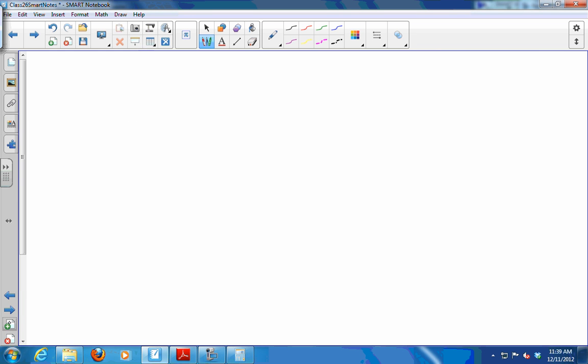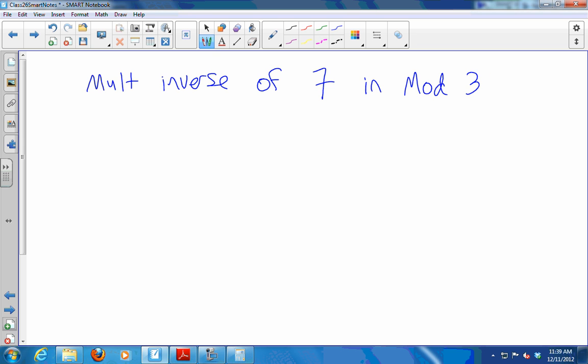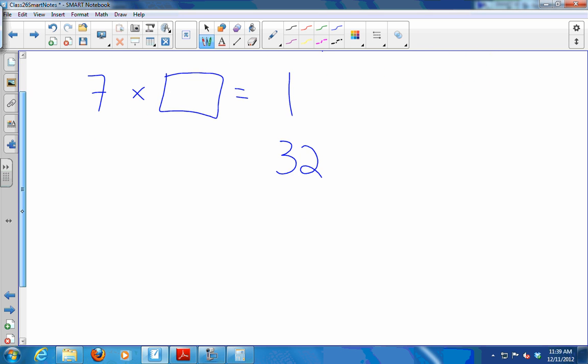So let's say, pick a prime number, let's say 31, mod 31. Let's find the multiplicative inverse of 7 in mod 31 arithmetic. Okay, so I'm looking for 7 times something that will give me 1, right? What number is equivalent to 1 in mod 31? 32. And I can keep adding 31 and get numbers that are equivalent to 1. 31 plus 32 is 63.